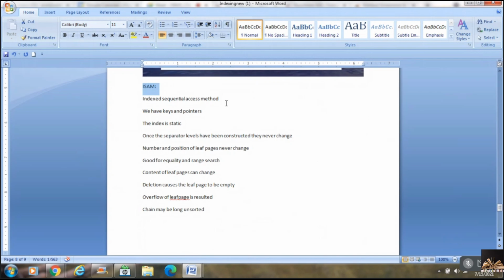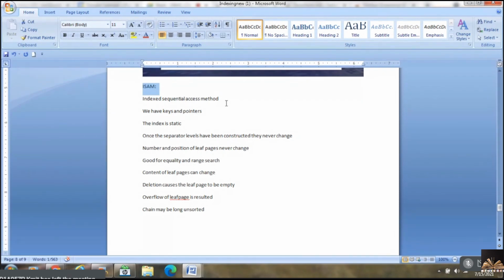It is good for equality and range search. You can look for a range search. So if you're searching for select star from employee where EID between 10 and 20, those kinds of queries are feasible. And if you're looking for select star from employee where EID is equal to 10, those kinds of queries are also feasible.